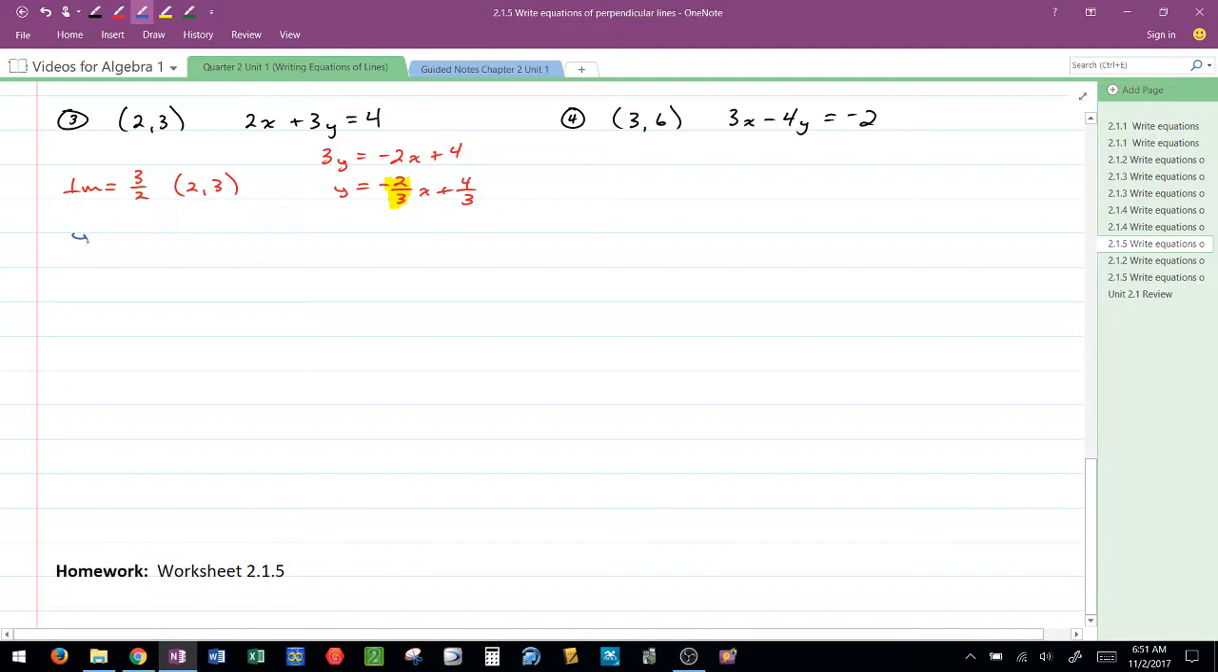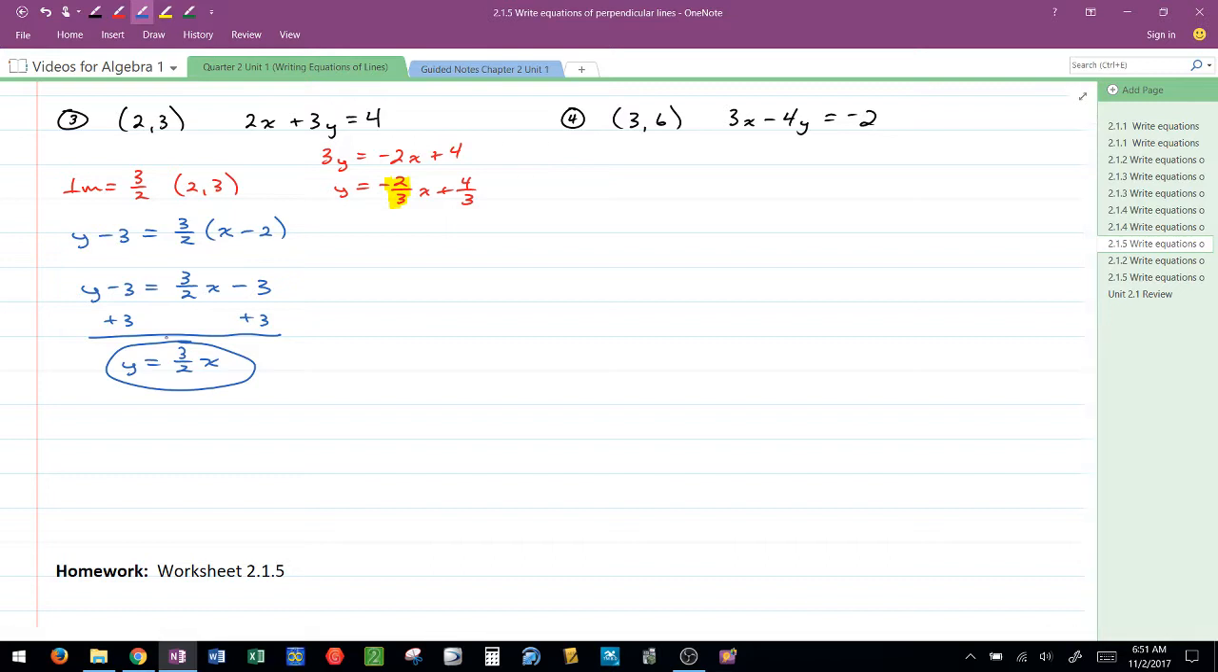Point slope: y minus 3 equals 3/2 times x minus 2. Distribute: y minus 3 equals 3/2 x minus 6/2, which would be just 3. Add 3 to both sides. And I have y equals 3/2 x plus 0, so I can just leave it as 3/2 x.